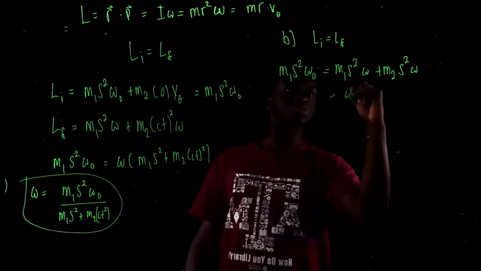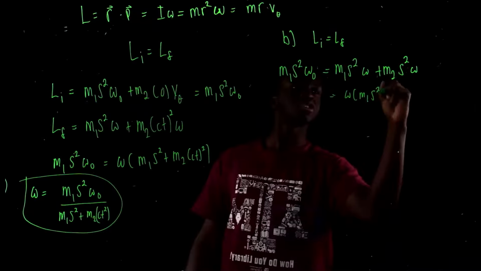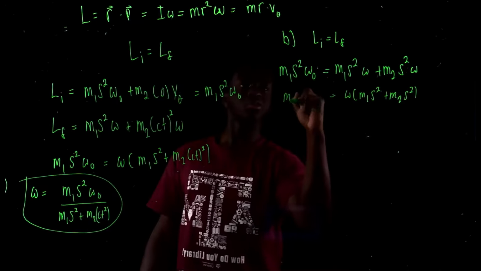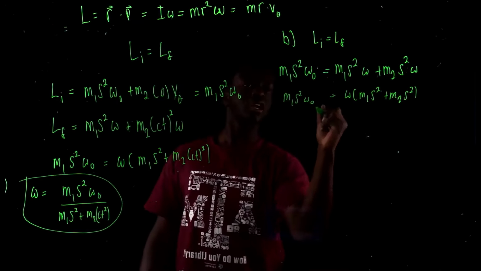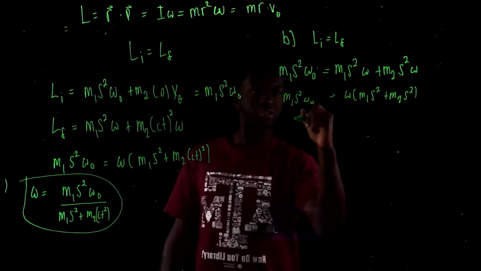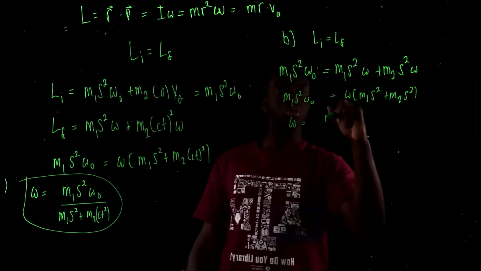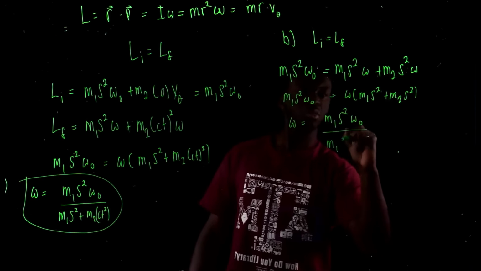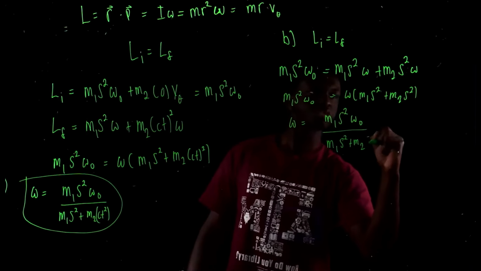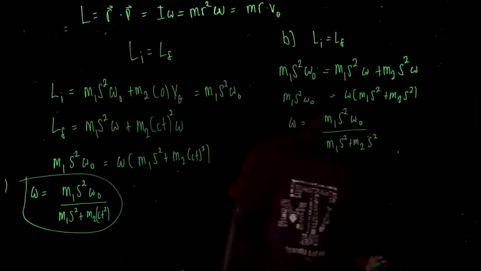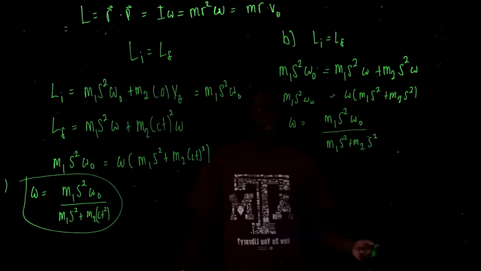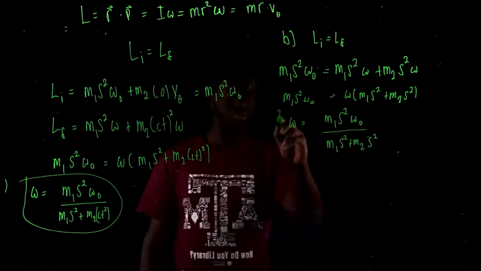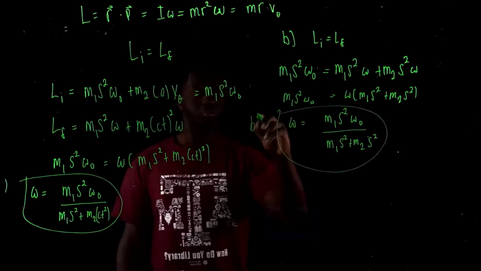So this is equal to omega times (M1 S squared plus M2 S squared), and that's equal to M1 S squared omega naught. So divide both sides. Omega is going to be equal to M1 S squared omega naught over M1 S squared plus M2 S squared. And that should be the answer. Yeah, it's the same answer that they got. And that is the answer for part B.